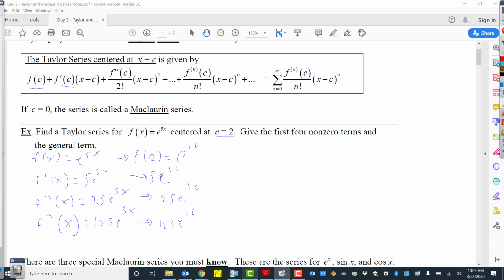This part is no different than when we were doing Taylor polynomials. Same exact thing we're looking at here.